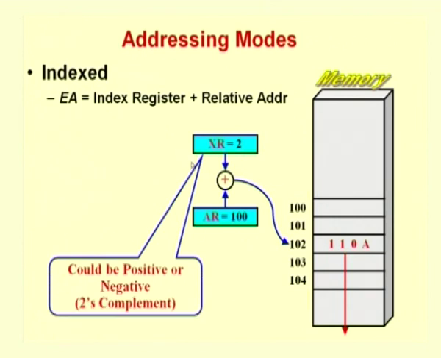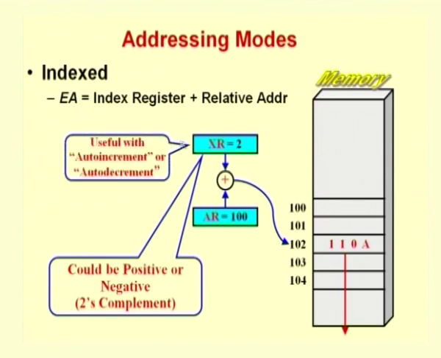Again, remember that the index register value could be positive or negative, so it can normally be specified in 2's complement. This kind of index register based addressing is also very useful with auto increment or auto decrement addressing. Remember we just talked about auto increment and auto decrement. When used along with this indexed mode of operation, they give you a lot of flexibility in addressing different data located one after the other, especially when you are accessing an array of data. You will find that combinations of these addressing modes make the access very efficient.